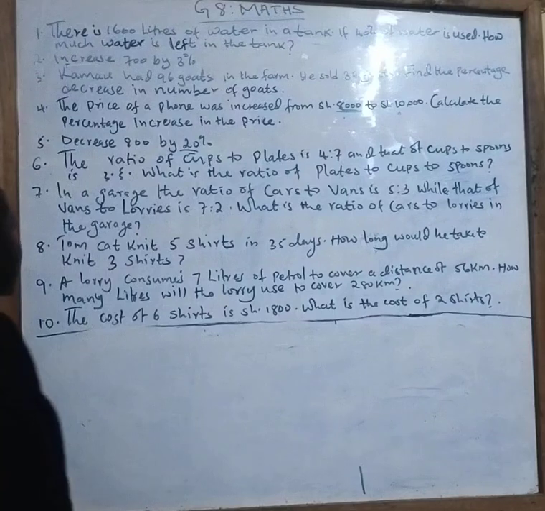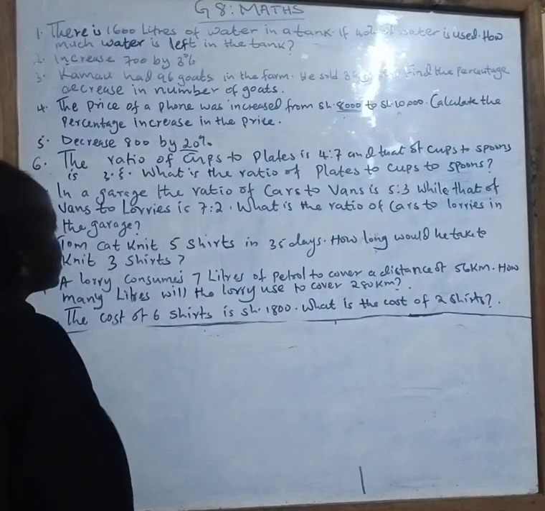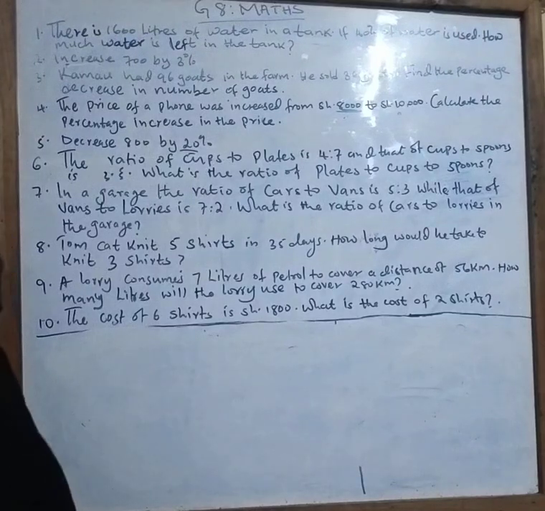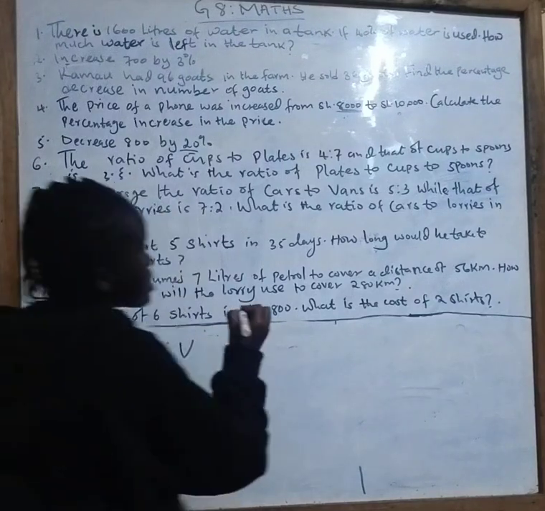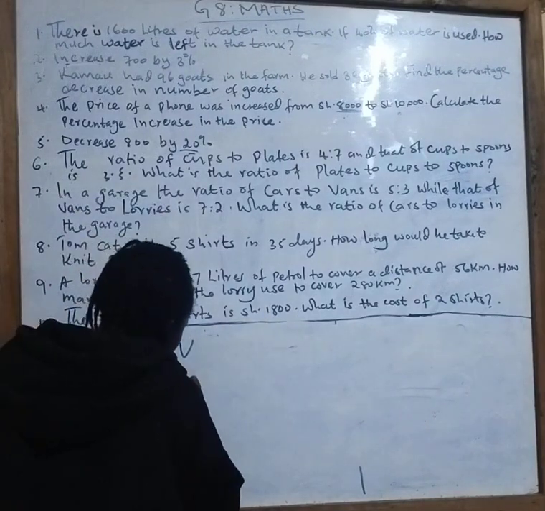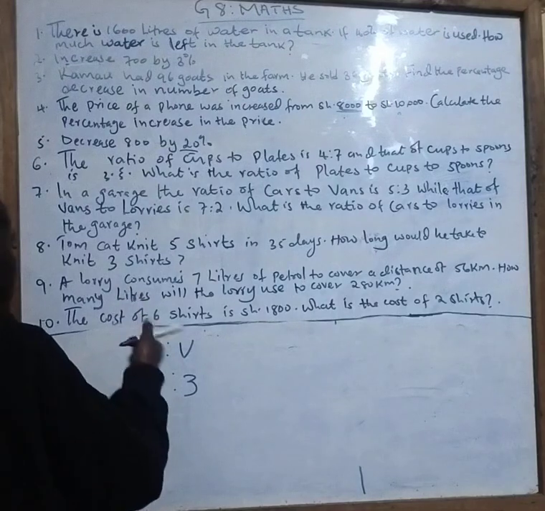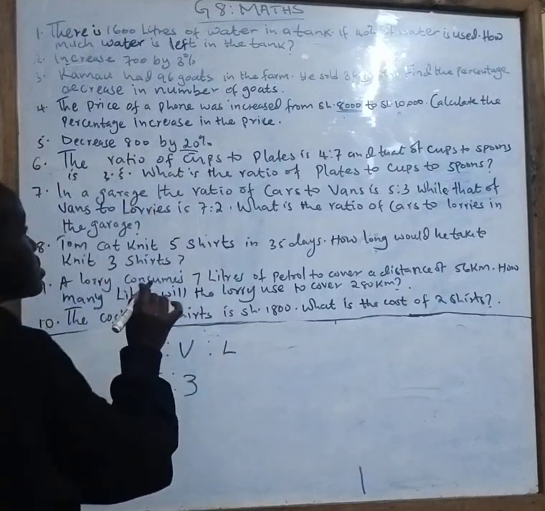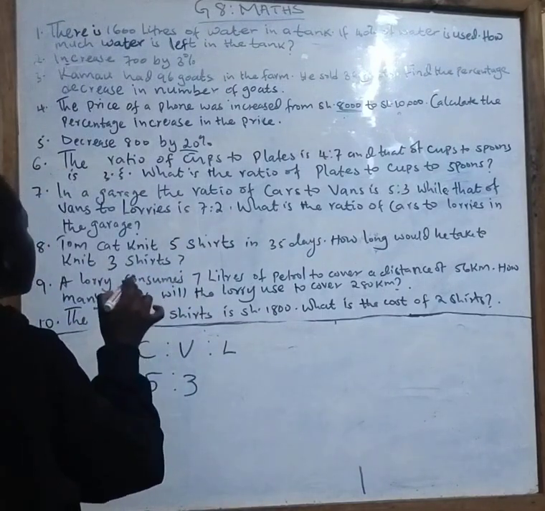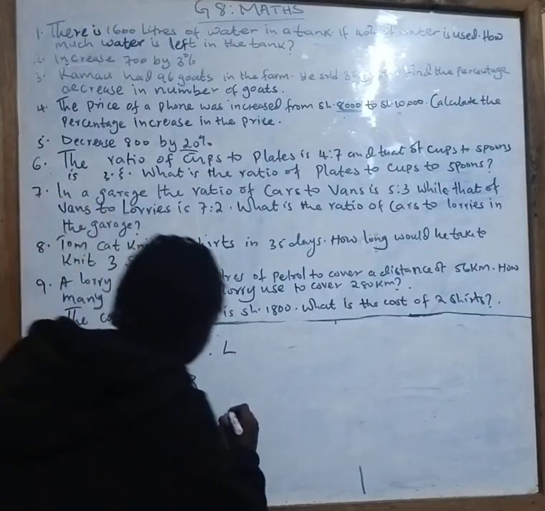In question 7, in a garage, the ratio of cars to vans is 5 to 3, while that of vans to lorries is 7 to 2. What is the ratio of cars to lorries in the garage? Cars to vans is 5 to 3, while that of vans to lorries is 7 to 2. Vans is 7, and lorries is 2.